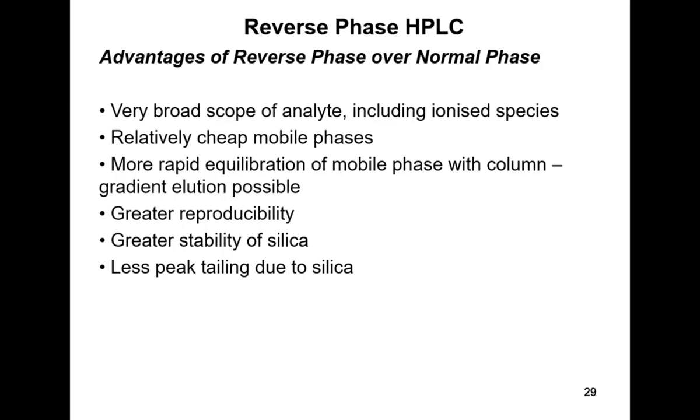I mentioned this before, you're protecting the silica particles from hydrolysis, so that increases the lifetime of the column. And by using things like the end capping method, we're covering up the very highly polar OH groups on the silica. So we're reducing these issues of peak tailing, which occurs when the molecules interact very strongly with the silica surface.